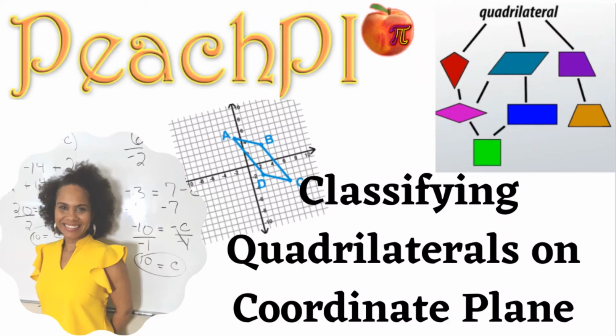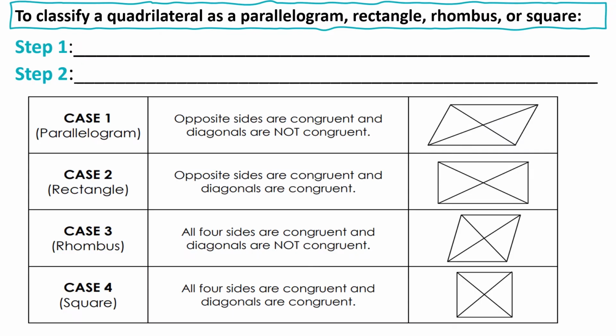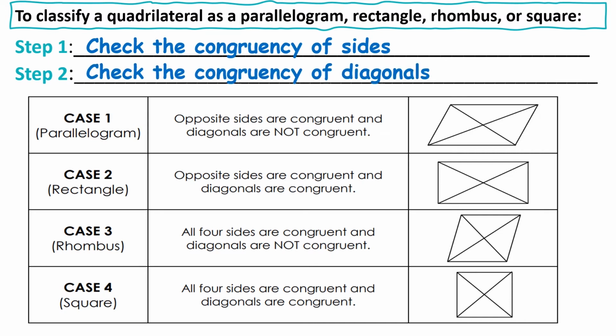In this lesson, we're covering classifying quadrilaterals on a coordinate plane. To classify a quadrilateral as a parallelogram, a rectangle, a rhombus, or a square, we have to follow two steps. The first step is to check the congruency of the sides, and the second step is to check the congruency of the diagonals. Now we're looking at these four cases below to check to see if the quadrilateral is simply a parallelogram. You want to see if the opposite sides are congruent and the diagonals are not congruent.